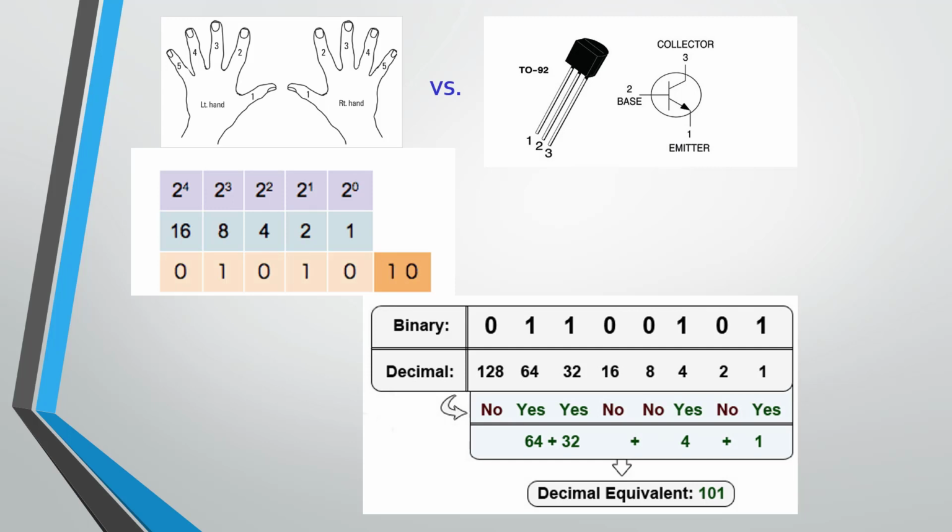Now we talk about bits. The word bit comes from binary digit. And if we talked about 8 bits being a byte, we'll also mention that 4 bits is called a nibble. So that's where that word comes from.